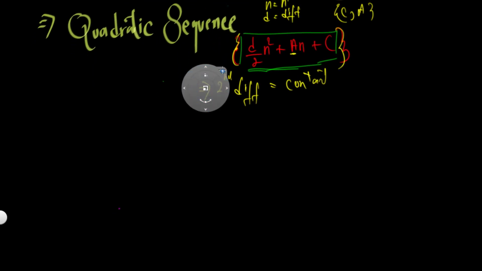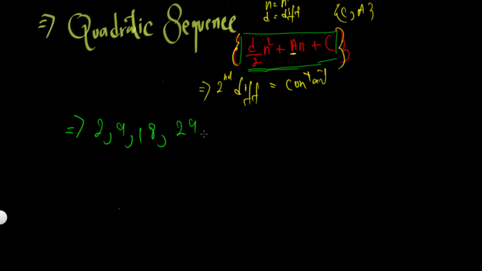So let's take a simple example of a quadratic sequence: 2, 9, 18, 29 and 42. These are just simple examples. They are not meant to challenge you, they are just meant so that you understand the method.